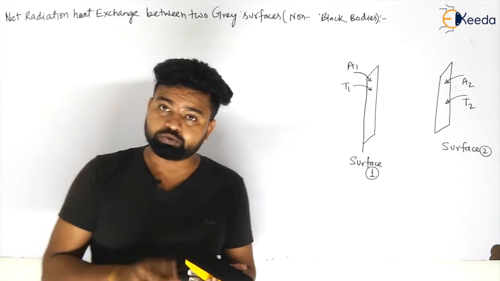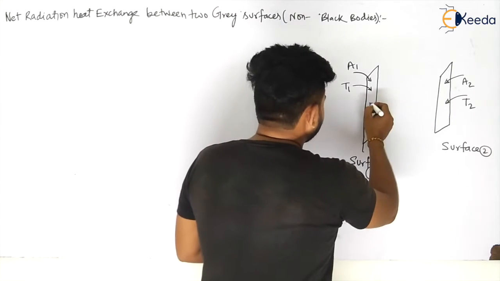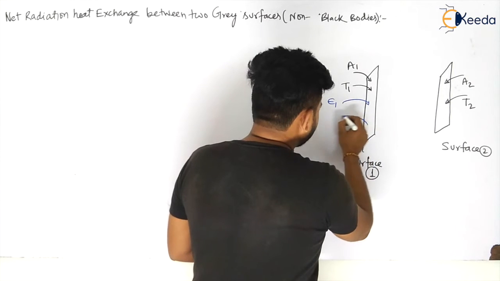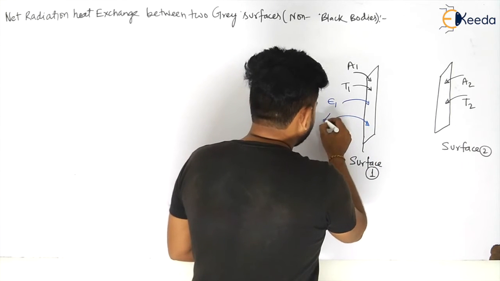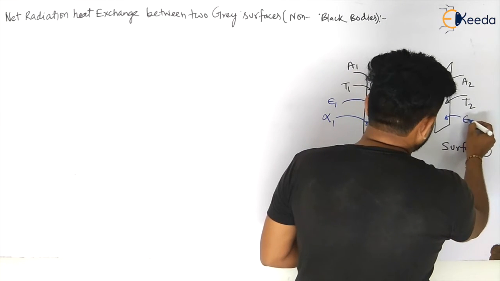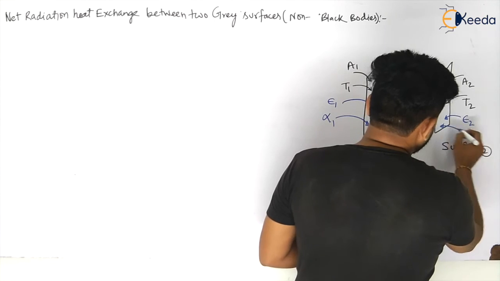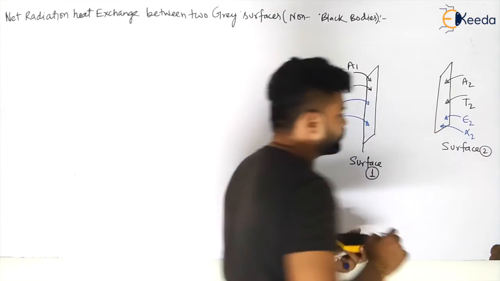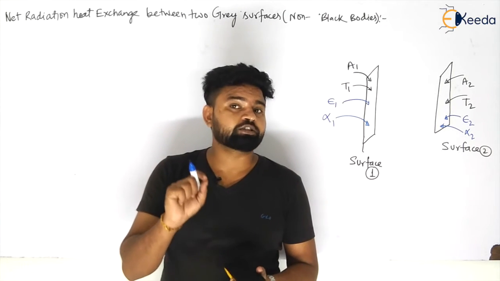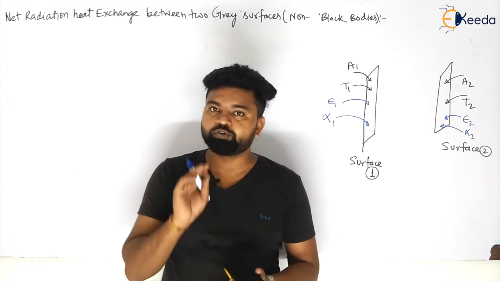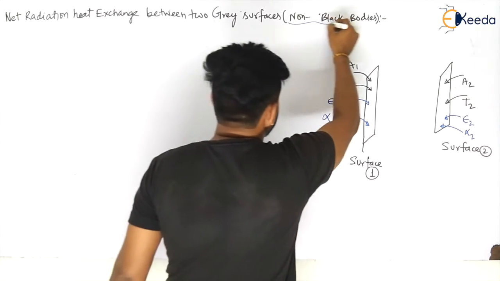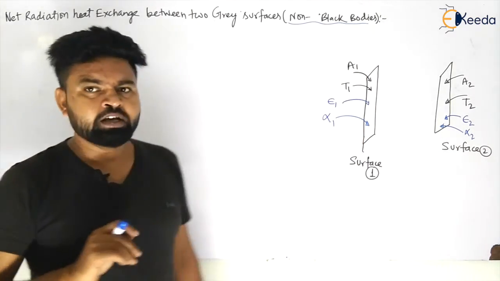Now you have to consider two things also: the emissivity of this surface is E1, my dear students, and the absorptivity of this surface is alpha 1. Similarly, as these are non-gray surfaces, the emissivity of surface 2 is E2 and its absorptivity is alpha 2. Now these are not black surfaces, because for black surfaces E is equal to alpha is equal to 1. We know that. But when we are considering non-gray surfaces, non-black bodies, then there will be some emissivity. So let us feel the concept.